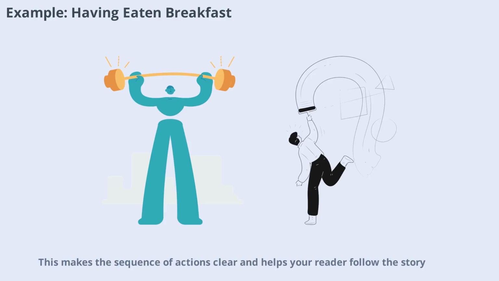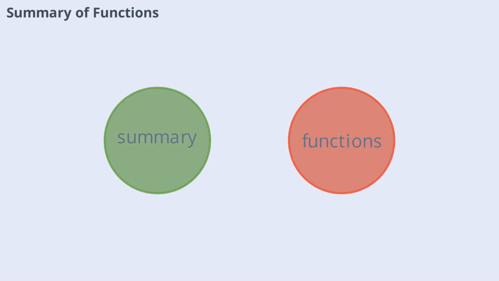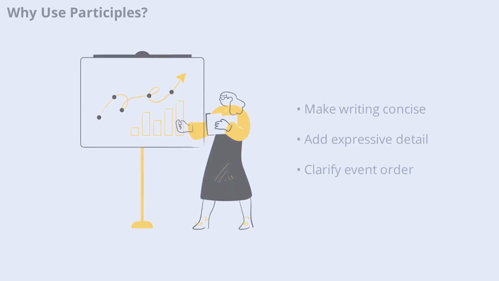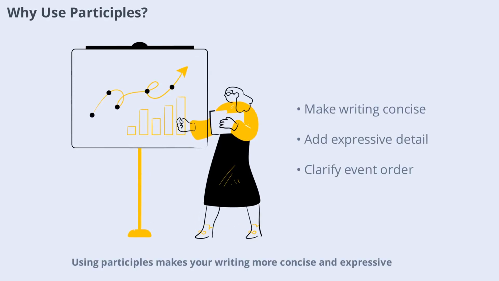This makes the sequence of actions clear and helps your reader follow the story. To recap, participles serve three main functions: acting as adjectives, forming verb tenses, and creating participle clauses. Each function helps you write more clearly and efficiently, whether you're describing, showing time, or combining ideas. Using participles makes your writing more concise and expressive. They help you avoid repetition, add detail, and clarify the sequence of events. Mastering participles is a great way to improve your English skills and make your communication more effective.